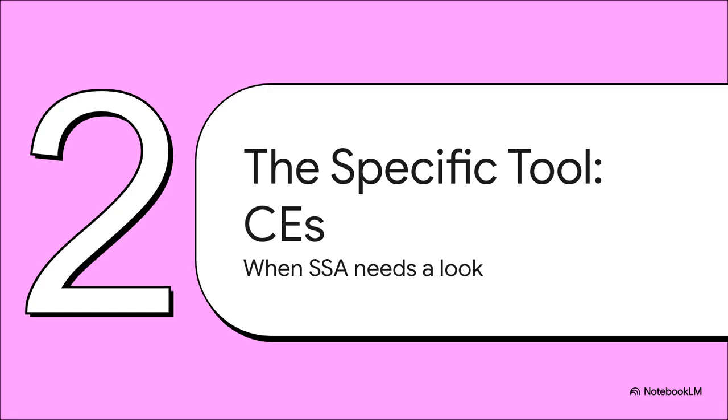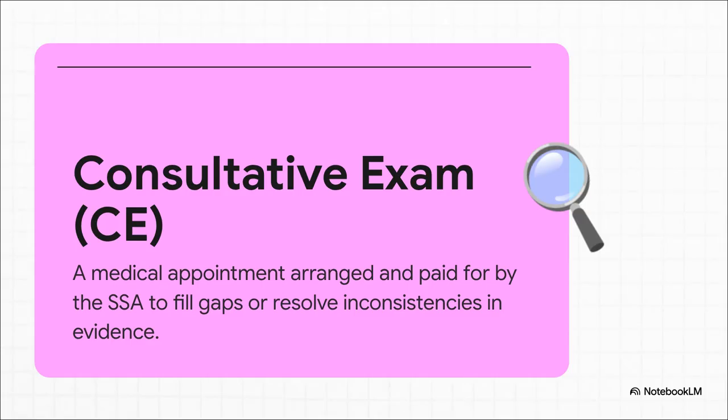So, if the evaluation is the entire investigation, what happens when the investigators find a gap? You know, a missing piece of the puzzle. That's when they bring in a very specific tool, the consultative exam, or CE for short. A consultative exam is basically a medical appointment that the SSA sets up and pays for. Its purpose is laser-focused to fill in missing information. Maybe your latest medical records are a few months old, or perhaps there's an inconsistency, or they just need a specialized test your own doctor didn't run. The CE is designed to plug those specific holes in your file.